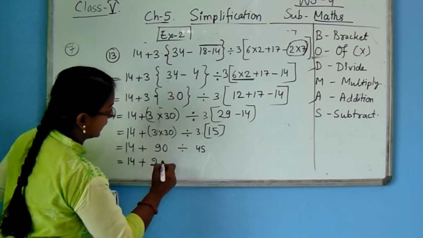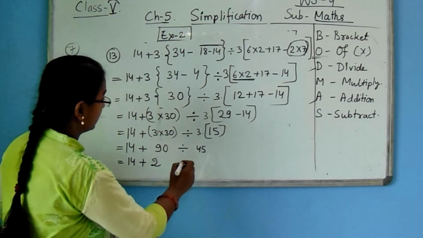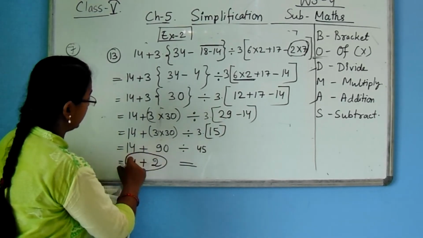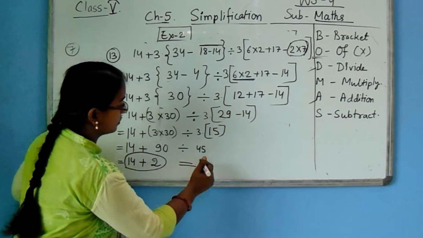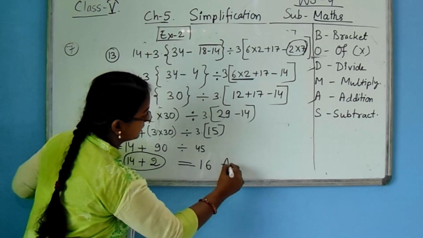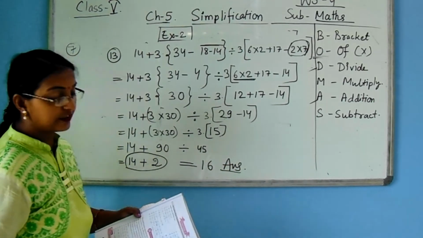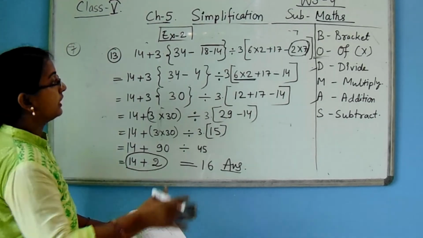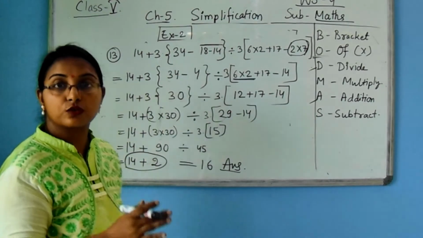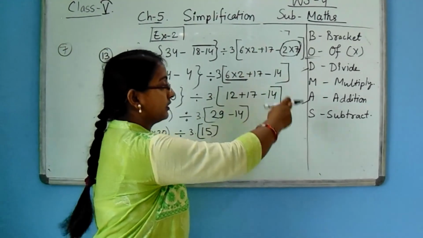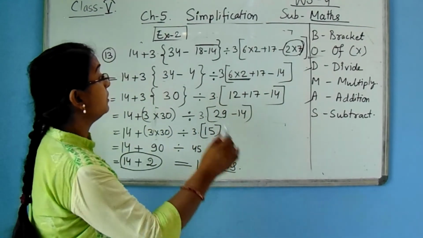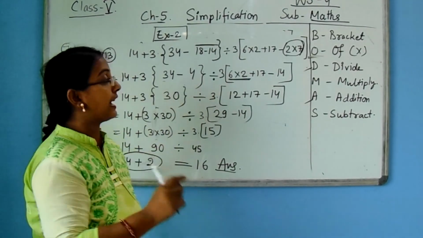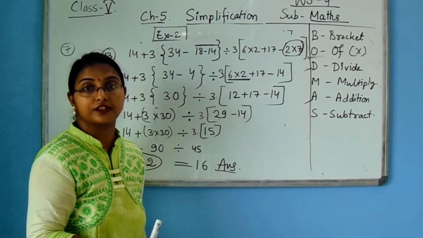That means 2 times. And at the last, these two numbers will be added. 40 plus 2 gives your answer 16. This gives your answer 16. So in this manner, you should follow your rules, the BODMAS, and also please be careful with the symbols and the bracket functions.